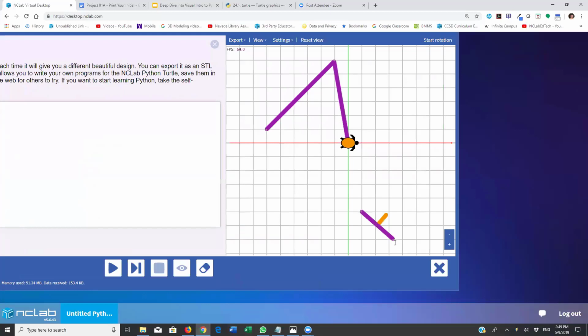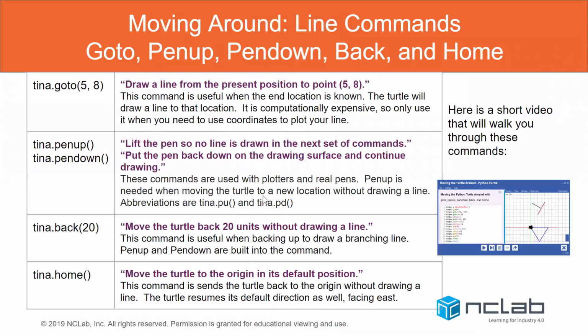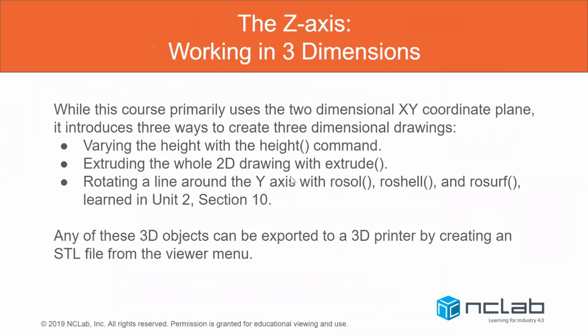If I didn't have pen up built into the back command, this would now be orange. So back is one of those nice commands, like go to, that does a whole bunch of things for you without having to write extra lines. And then I turned it left and drew a short line. And so that's the end result. Again, all that information is built into that little video, and you can share those with your users.